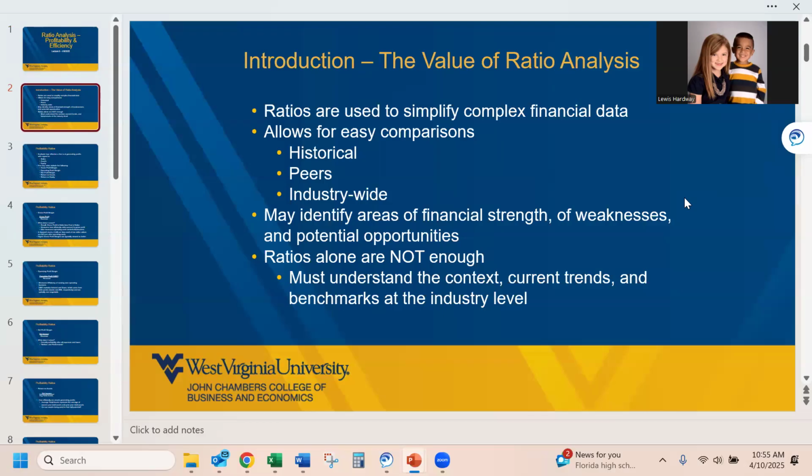One of the biggest things it allows us to do is make comparisons. That can be within the company, like comparing to historical data. It can be comparing to peers or industry wide. And peers and industry wide aren't necessarily the same thing. You may consider your peers to be companies that are in your industry but also around your same size, versus industry wide, which is going to be everyone in the industry, no matter the size.